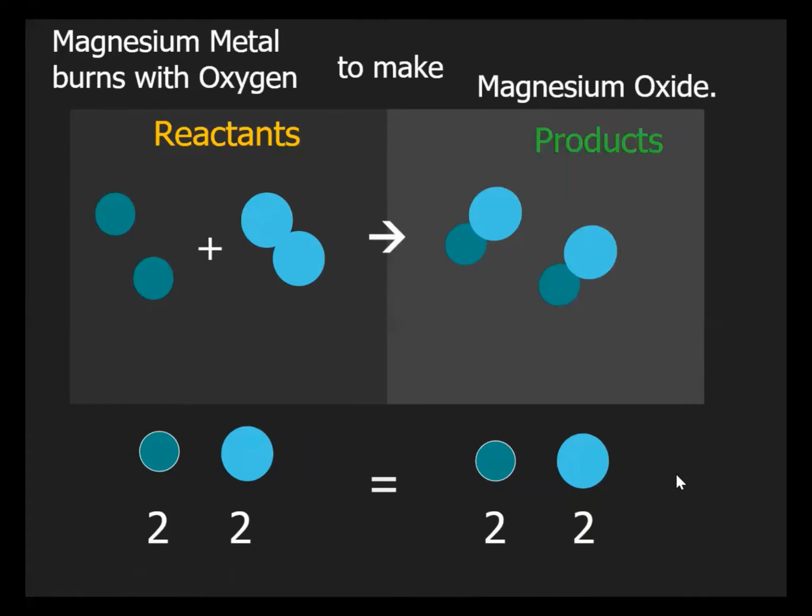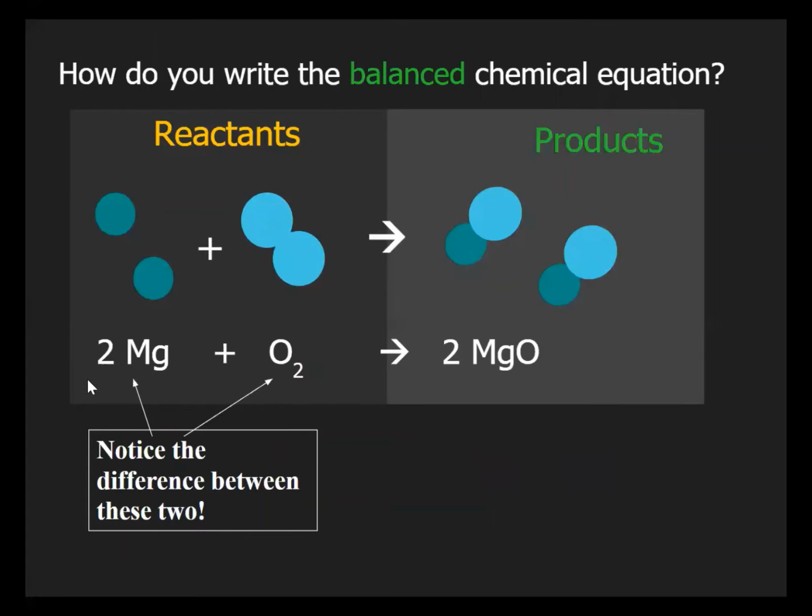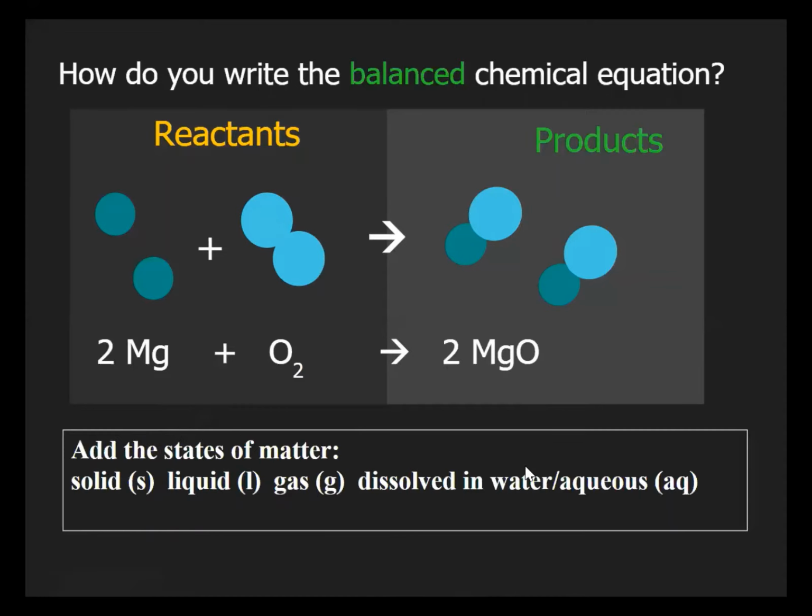So let's see how to write the formula when we did that. What that does is we put a 2 in front of the magnesium. We didn't change the oxygen. And then we put a 2 in front of the magnesium oxide. That means I have 2 of these. And you notice the difference between these two: 2 Mg means I have 2 of these atoms. They are not bonded together. And then O2 means that I have 2 oxygens bonded together. Okay, that is a balanced chemical equation.